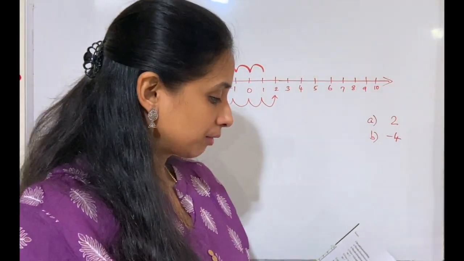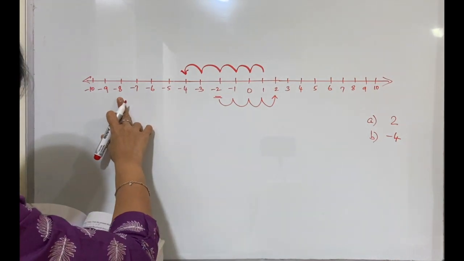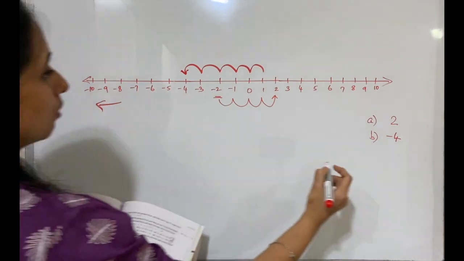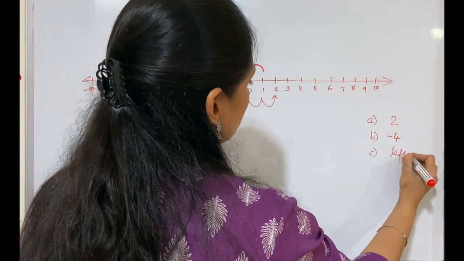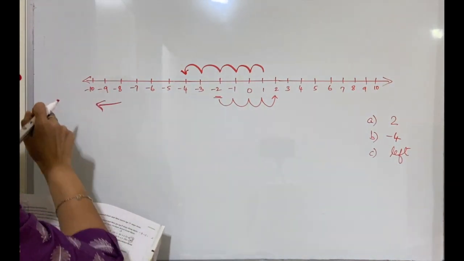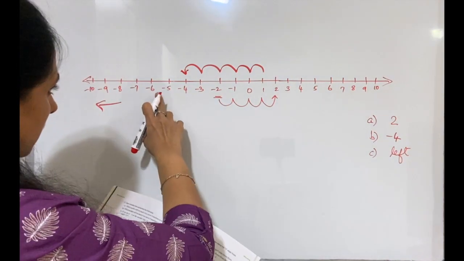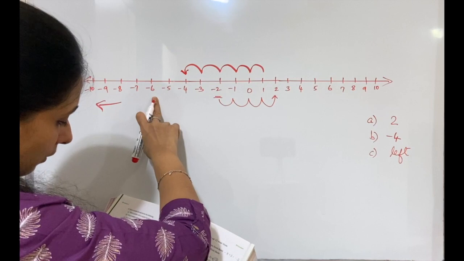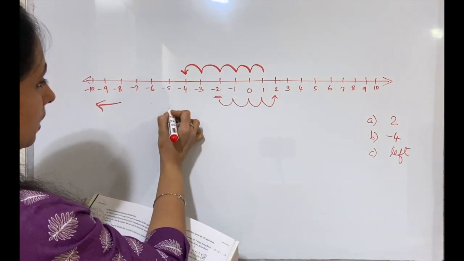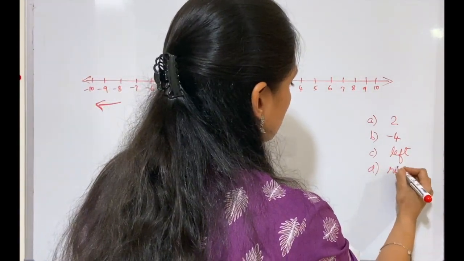The next: if we are at minus 8 on the number line, in which direction should we move to reach minus 13? We should move to the left. So your answer will be left. From minus 8, if you want to reach minus 13, you should move to the left side. Next one: if we are at minus 6 on the number line, in which direction should we move to reach minus 1? Minus 6 is here, minus 1 is here. So we should move to the right. So your answer is right.